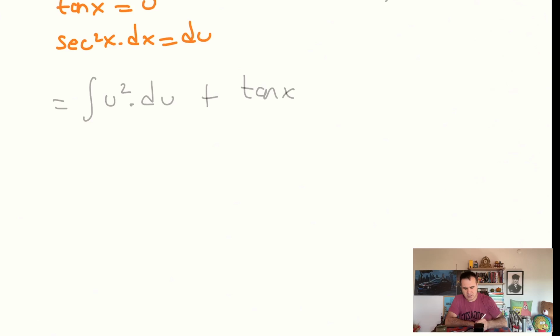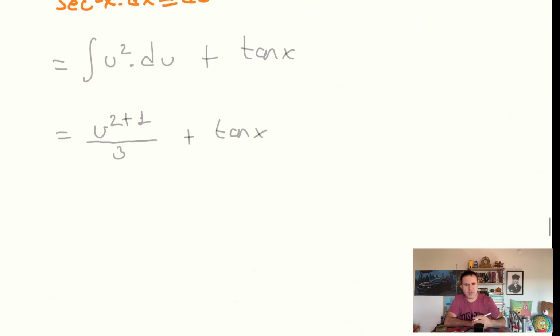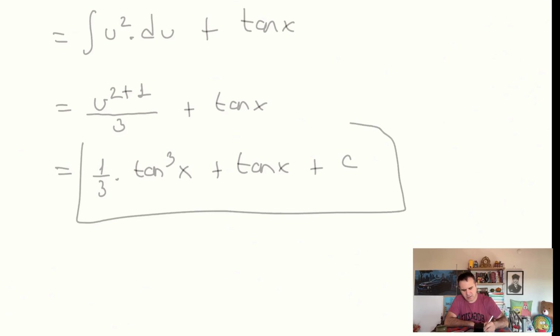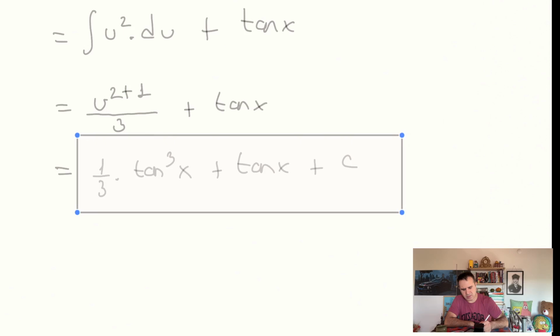And while taking the integral of u squared, we will add 1 to the exponent. 2 plus 1 is equal to 3, and we divide by 3, plus tangent x. Since we know that u is tangent x, then the integral becomes 1 over 3 times tangent cube x plus tangent x. And since the integral is an indefinite integral, we add a constant c, and the answer is this.